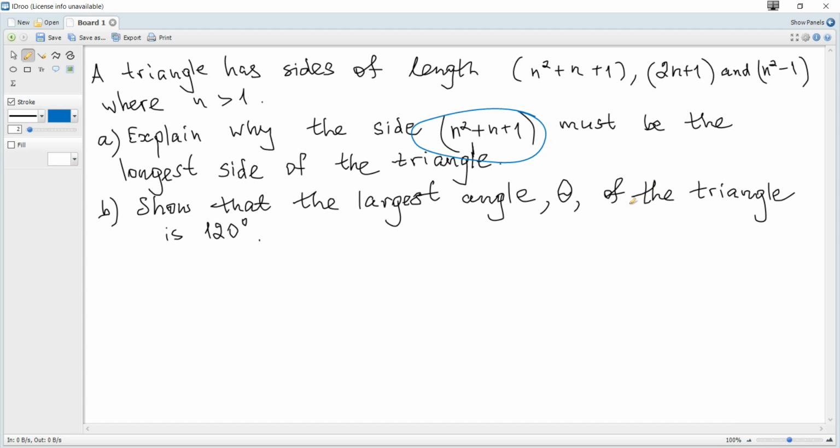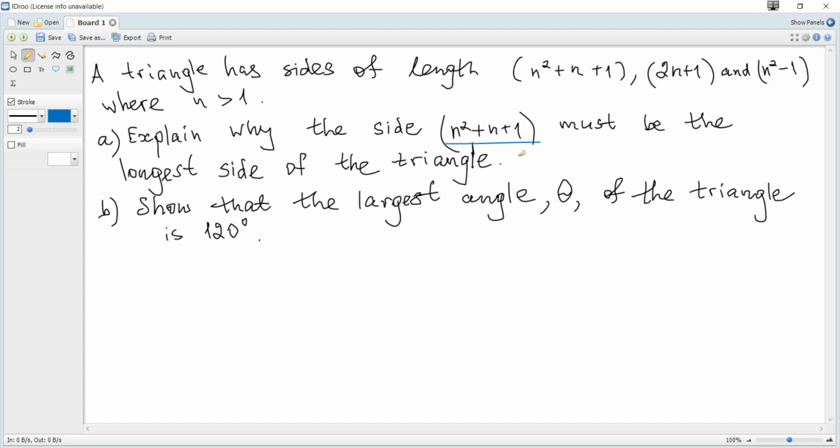It means that its length must be greater than the length of this side, and this length must be greater than the length of this side. And so we need to show that this is greater than this, and this is greater than this. Hence, we can explain that it's the longest side.